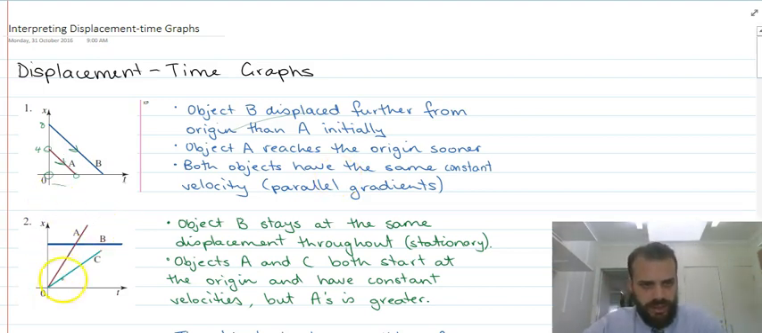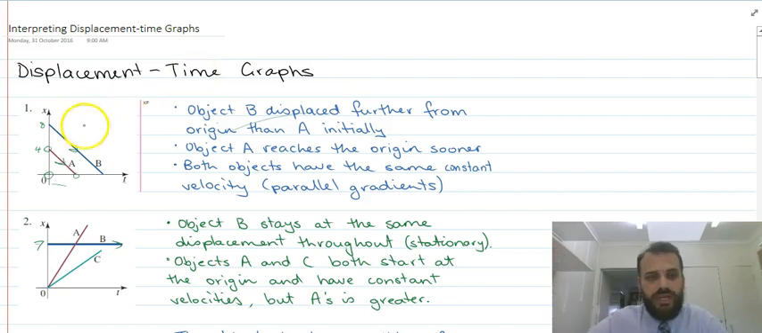Okay, here we have A, B, and C. Now B's an interesting one. Let's start with B. B starts some distance away from the origin, say at a distance of 7 meters away from the origin, and it stays 7 meters away from the origin. A flat line like this in a displacement time graph means I'm not moving. I'm stationary for some amount of time.